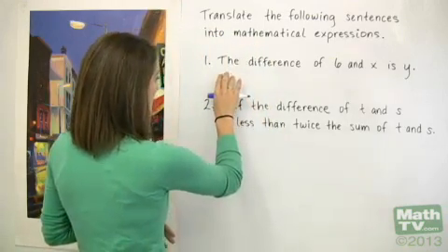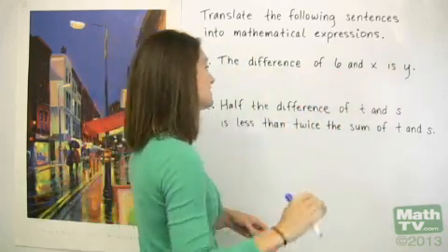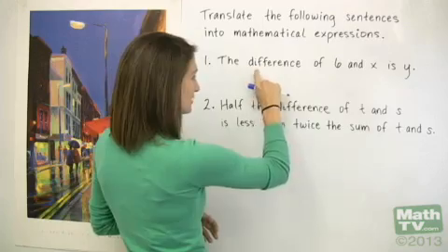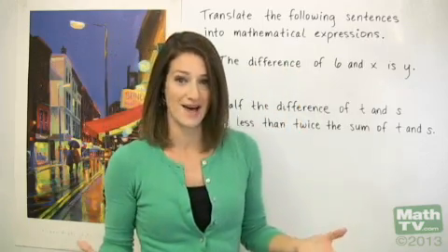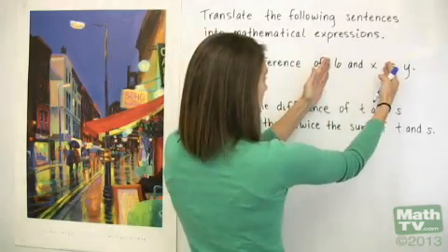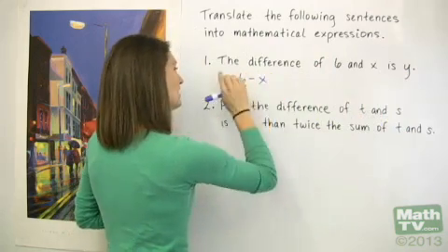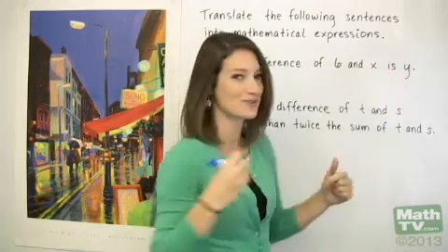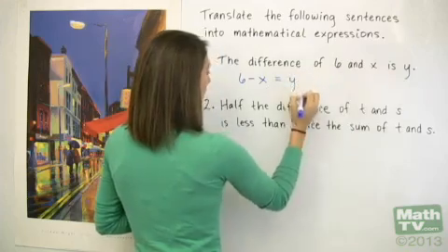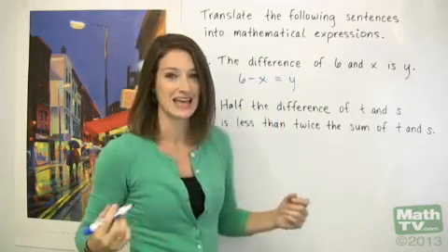So the first sentence we'll translate is the difference of 6 and x is y. Now these words in this sentence all represent mathematical symbols. So we can look at the first one, the difference. Difference represents subtraction, so we know that we're going to have a minus sign in our expression. And we're finding the difference of this quantity, 6 and x. So we write that as 6 minus x. Now in this sentence, the word is represents our equal sign. So we'll write that next, and then bring down our final variable y. So the difference of 6 and x is y translates to 6 minus x equals y.